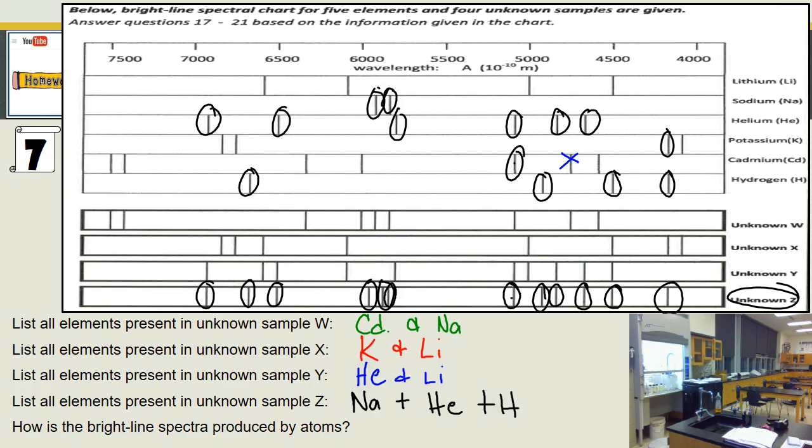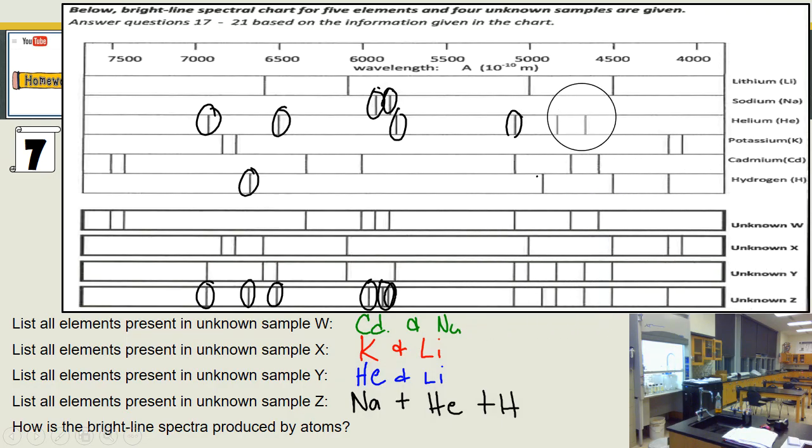And notice that this guy is not present. And this guy here is definitely not present. So it's not cadmium either, so we can't use Cd. Cd is out, so I have 3 elements in that last sample.